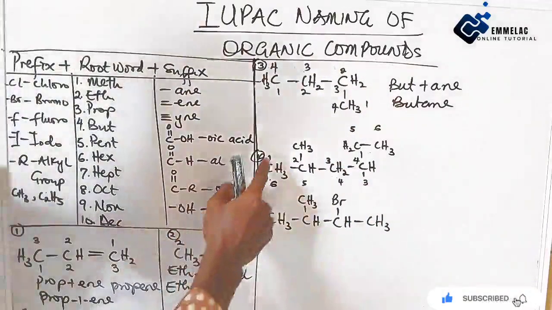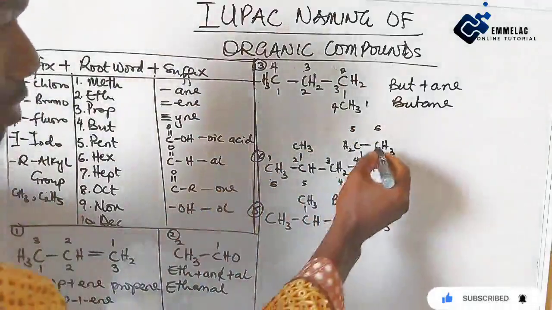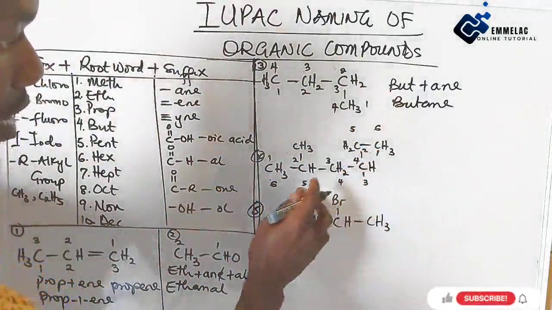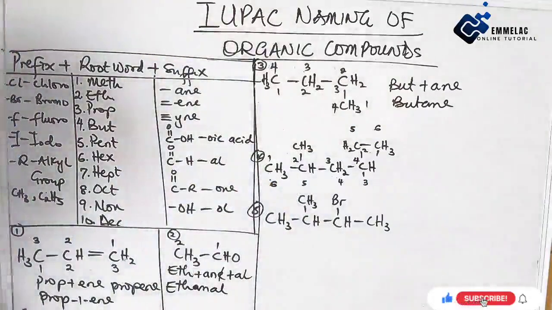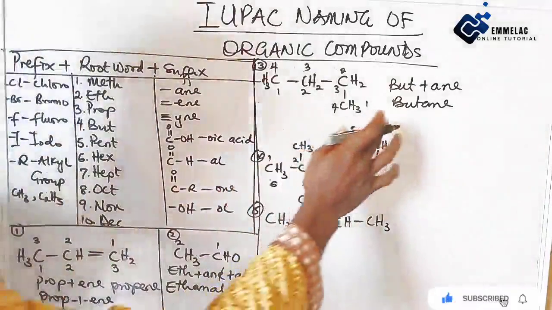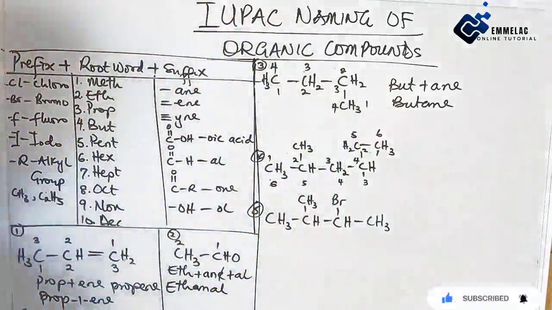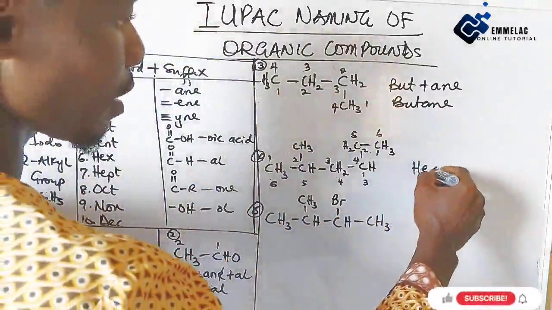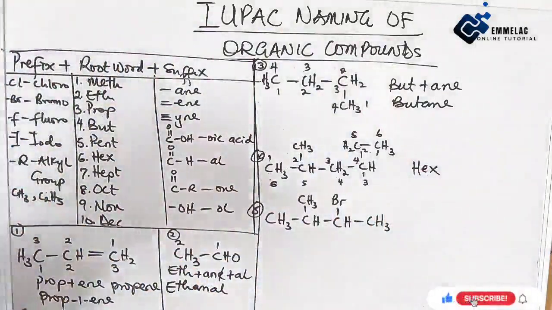So starting from here, 1, 2, 3, 4, 5, and 6. You can also start naming here like this: 1, 2, 3, 4, 5, and 6. All right, so that is the longest possible chain. Now, and 6 here is what? X. So X.